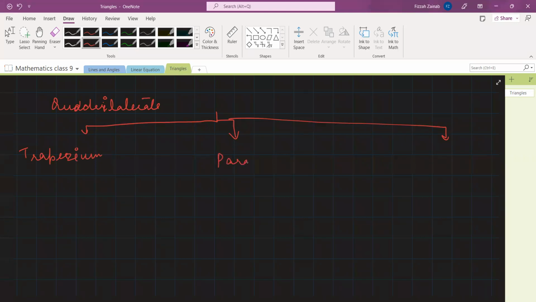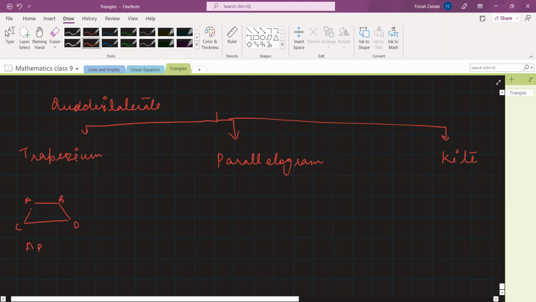Then second is parallelogram, and the third kind is a kite. Now, what is a trapezium? What is the difference between all these three? Try to understand. In a trapezium, any two sides are parallel. So this side is parallel to this side. I'm not saying equal, okay? Just parallel. So if these two sides are parallel and then you join it, it becomes a trapezium. So A, B, and C, D. So basically, AB will be parallel to CD. That's it. Only one condition for the trapezium.